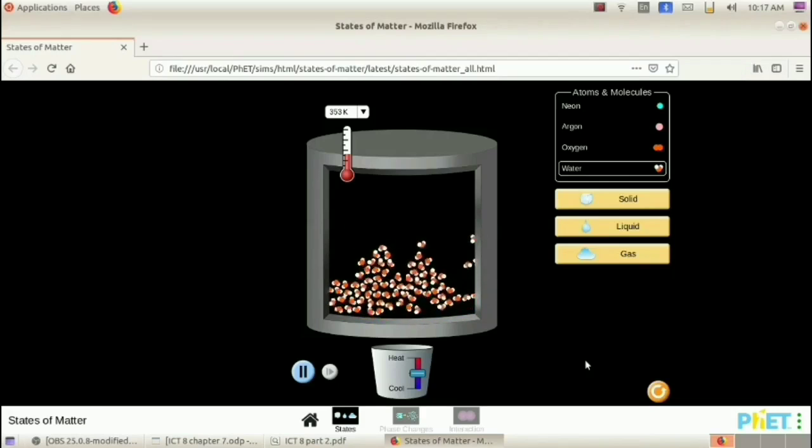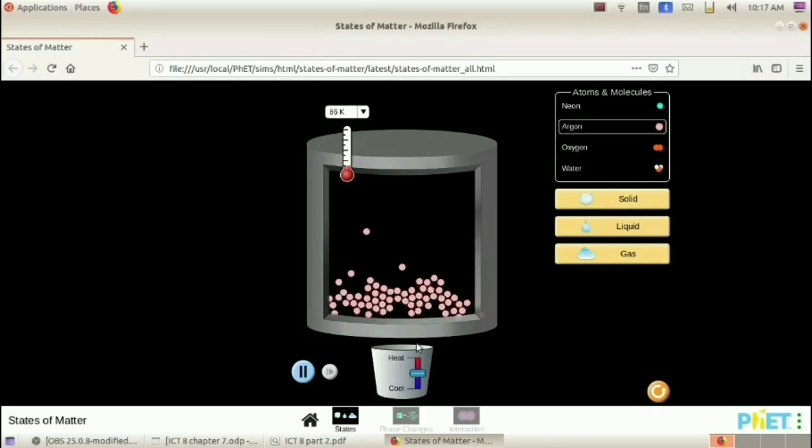Now let's see argon at 350 Kelvin. So we'll select the substance as argon. Now we have to increase the temperature to 350 Kelvin.